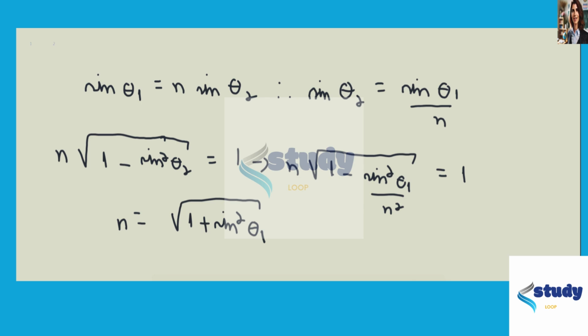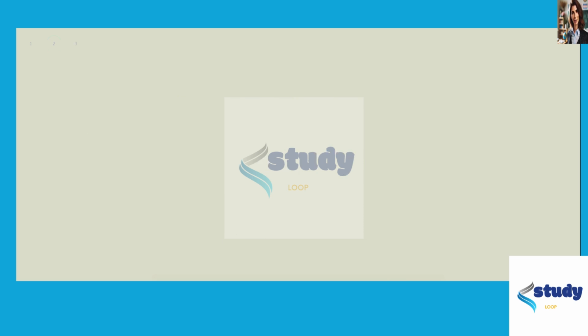Now for part B, they want to know what is the maximum value that the index of refraction can have, and if light emerges at Q if the incidence angle at P is increased or decreased. So the maximum value is when sine squared is equal to 1. So n max is when sine squared is equal to 1. This is equal to square root of 2, that is 1.41. So this is the maximum index of refraction for B.